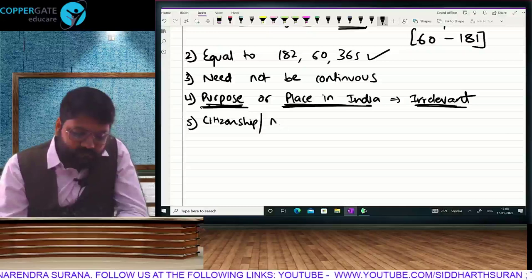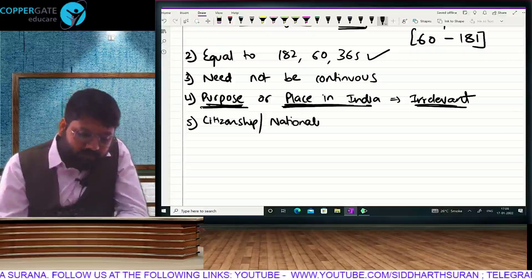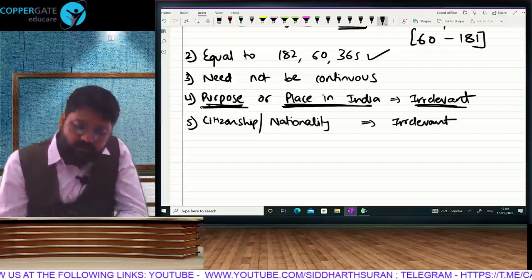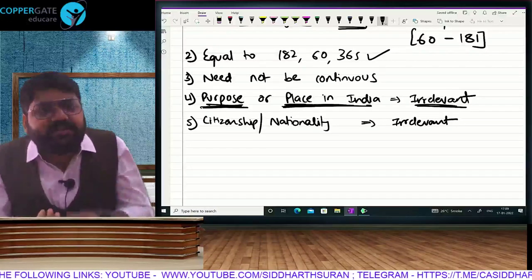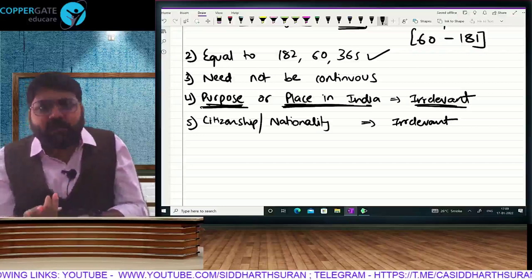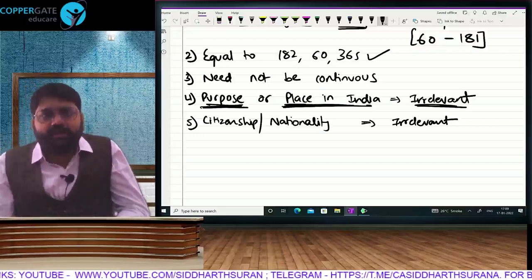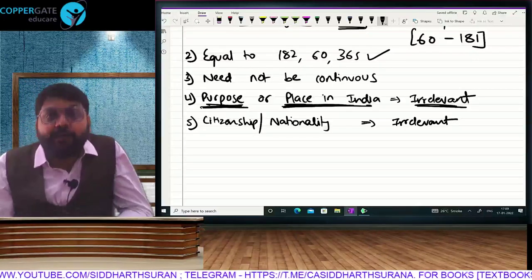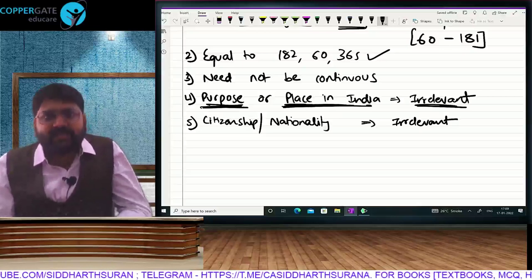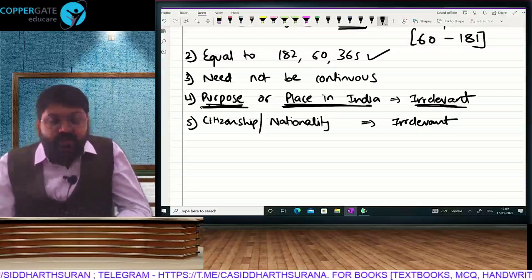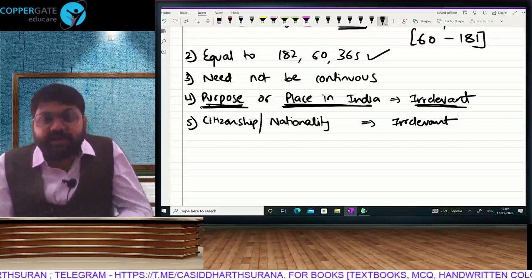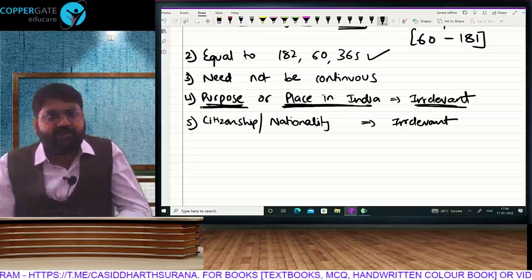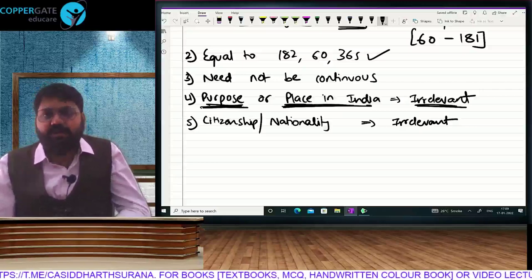Citizenship or nationality is also totally irrelevant. Which country's citizen you are, which country's passport you hold, totally irrelevant. Residential status strictly depends upon physical presence in India. Nothing, I repeat, nothing, mind you, nothing matters other than physical presence. Citizenship and nationality is also irrelevant.